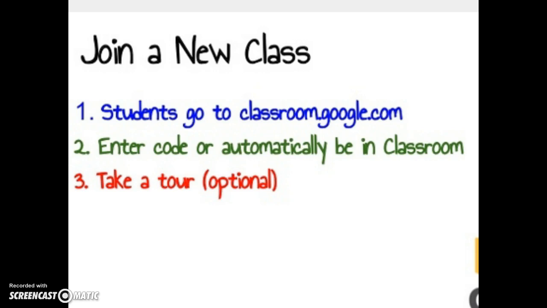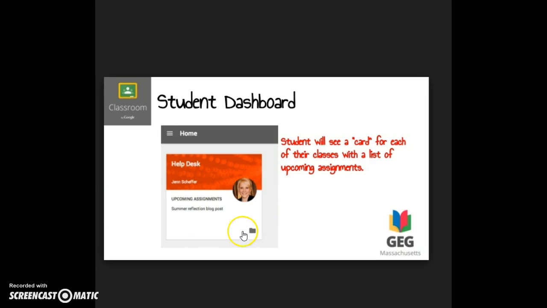Now, after students join a class, they have the option to take a tour just as you do, but their dashboard would look a little like this. They will see a card of each of their classes. For example, my students would see a picture of me, and it would probably say Social Studies 7th period, and that's where they would get those classes. Because more than one teacher may have Google Classroom that they use.